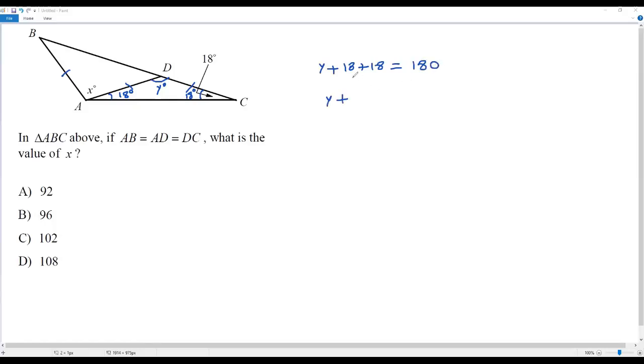Now let's solve for y. First let's combine this 18 and 18. I'm getting y plus 36 equals 180. To solve for y, I have to subtract 36 from both sides. When I subtract 36 from both sides, the positive 36 and negative 36 cancel out. And when I subtract 36 from 180, I'm getting 144. So now I got the value of y. That means the third angle of triangle ADC is 144 degrees.